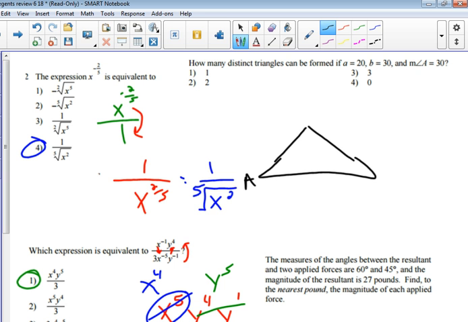Okay, so A, B, C, we'll make it an ABC. Make sure little a is across from wherever angle A is, and little b is going to be across from angle B. Okay, now, what law do we need to use here? Sine. Always law of sines when we're looking at how many triangles exist or can be made.